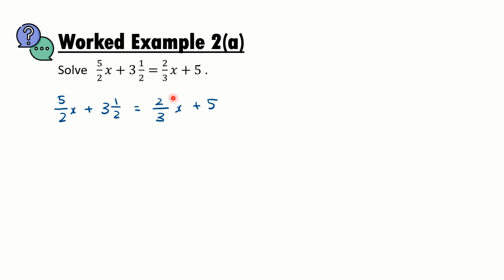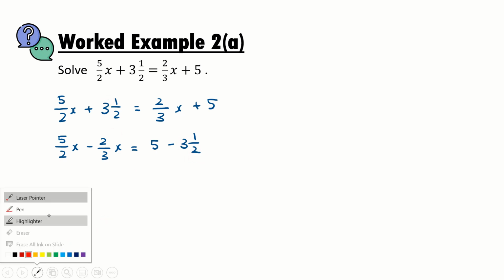So this 2/3 x is actually a positive 2/3 x. We are trying to shift it over to the left. And since it is positive now, by bringing it over, I need to do a minus 2/3 x. Likewise, this current positive 3.5 that's found on the left side, to bring it across to the right side, it will have to become a minus 3.5. So in our next step, we will write 5 over 2x minus 2 over 3x equals 5 minus 3.5.